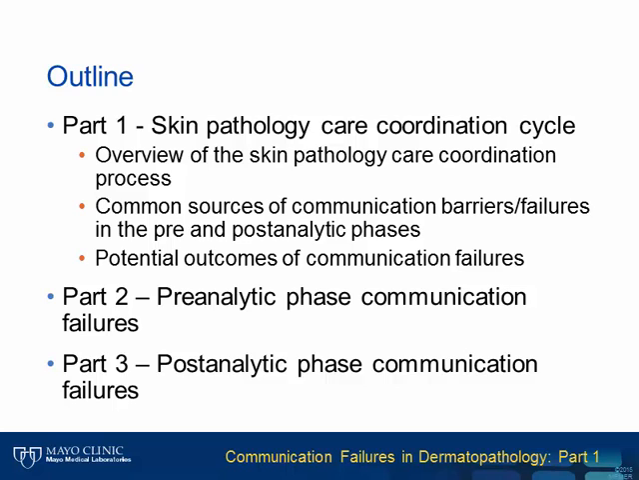This three-part series will discuss communication failures that occur during the skin pathology care coordination cycle. In part one of this series, I will focus on a brief overview of the various components of the skin pathology care coordination cycle, common communication breakdowns, and barriers to effective communication between key stakeholders of the care coordination cycle. Parts 2 and 3 of this series will provide a description of potential modifiable factors that may influence effective communication between key stakeholders, clinicians, pathologists, patients, or caregivers in the pre- and post-analytic phases respectively of the skin pathology care coordination cycle.